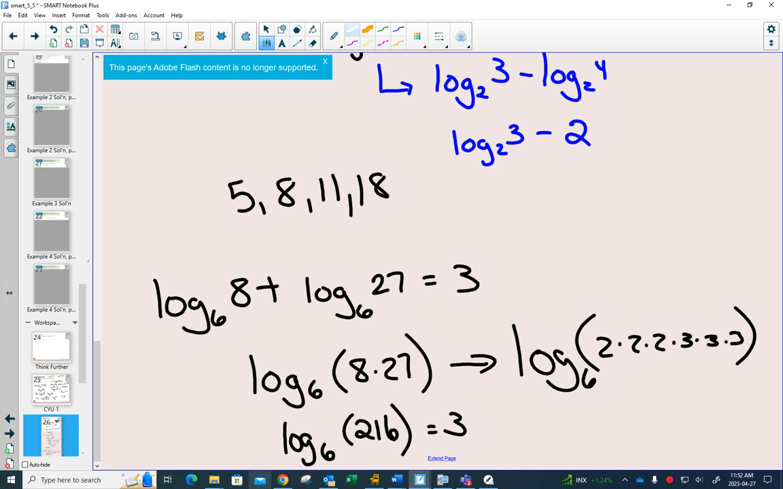Okay? Maybe easier to see that if you think of the 8 as 2 times 2 times 2, and the 27 as 3 times 3 times 3, then you've got 6 three times. Works out nice.